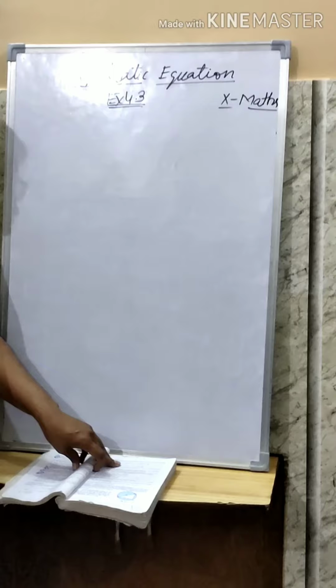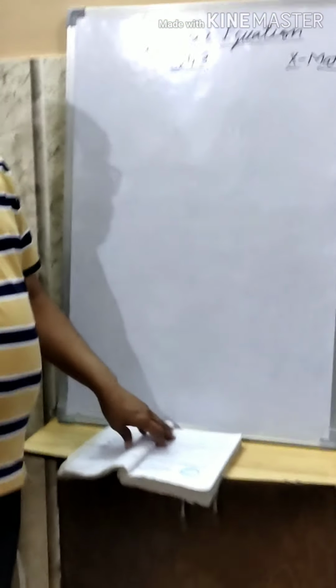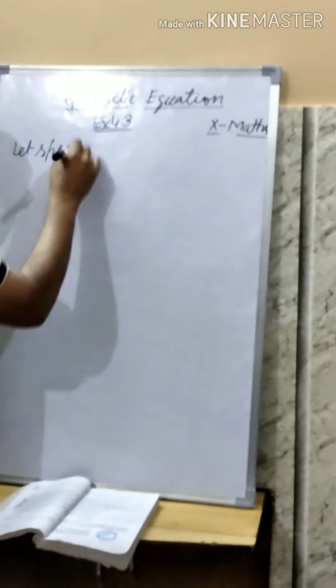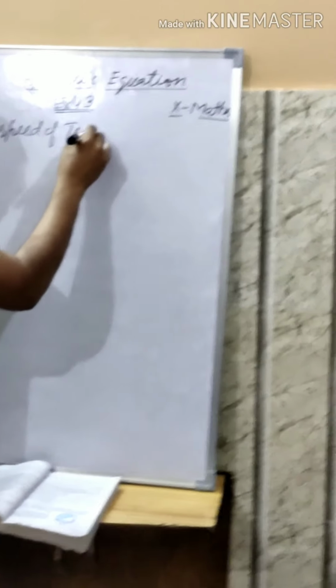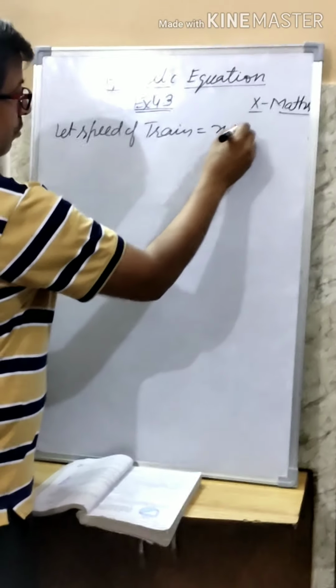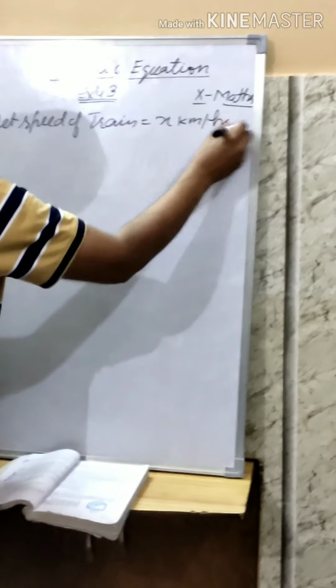He is saying find the speed of train, and when speed is increased it takes less time. I think it is very much clear, understood. Common sense you use. When you increase the speed, train will take less time. So first I will start. You can start here. Let speed of train is equal to x kilometer per hour.